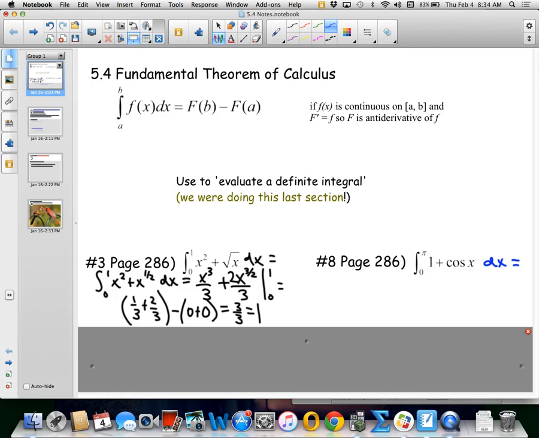Okay, antiderivative of 1 is x. Antiderivative of cosine is sine. Let's check it real quick. Derivative of x is 1. Derivative of sine is cosine. Looks good. We're going from 0 to pi.